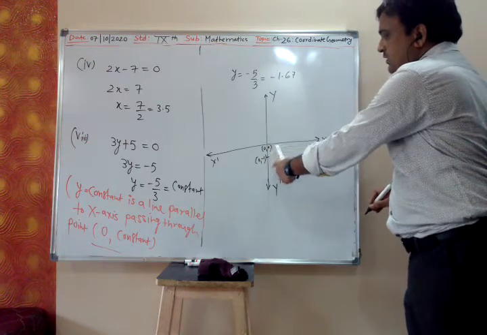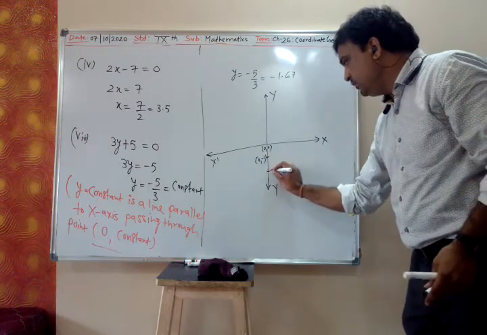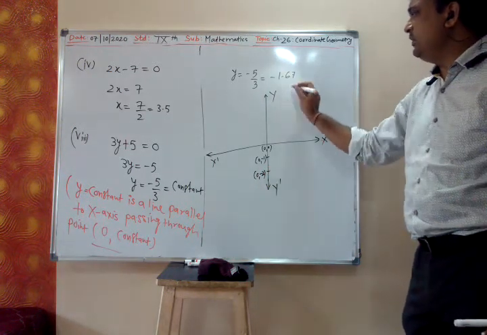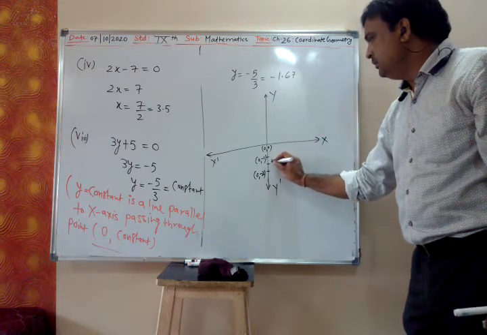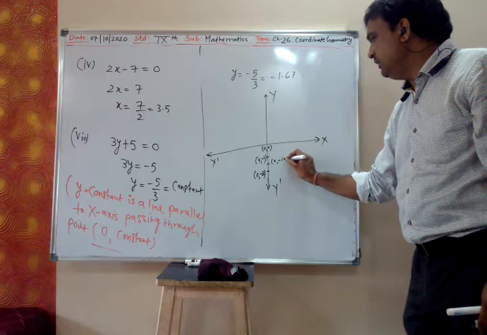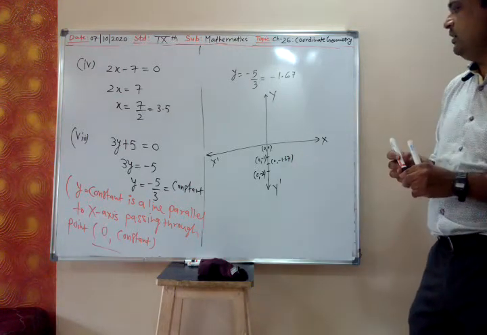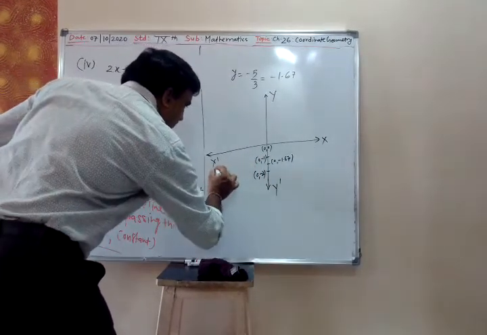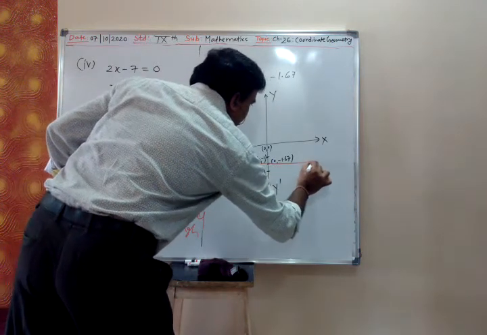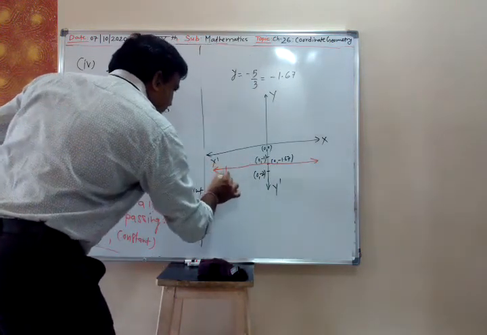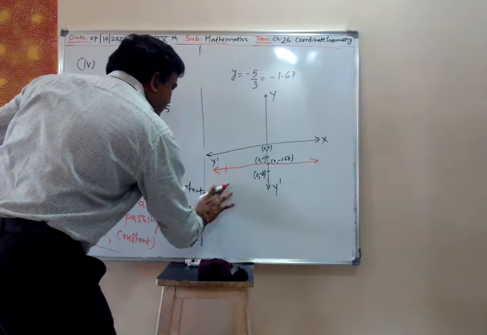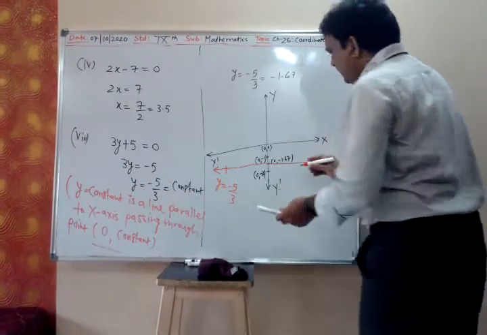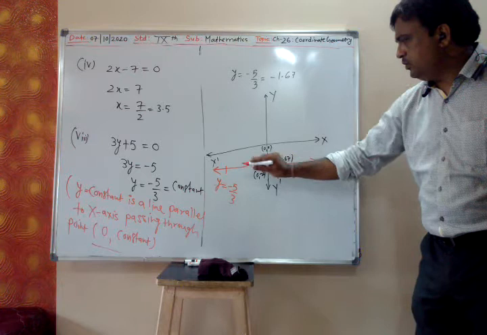Because all the points on the y axis have x coordinate 0. Next it will be 0 comma minus 2. Now minus 1.67 lies between them. 0 comma minus 1.67 will lie between them. Now I will draw a line parallel to x axis passing through this. So this is my line, y is equal to minus 5 by 3.